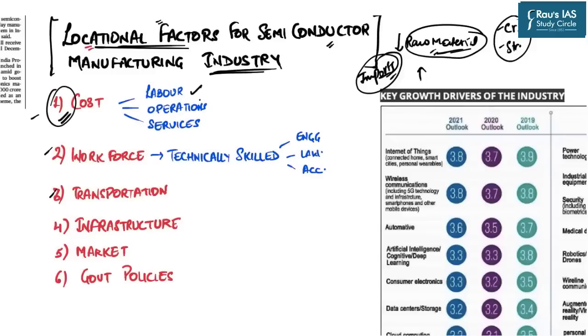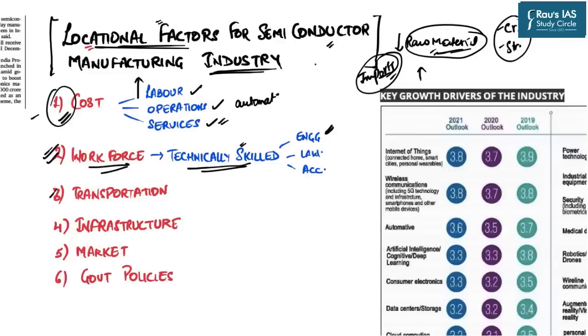One is the labor cost, operations cost, as well as services cost. Because in this line we should also understand the other locational factor, that is workforce. Because a technically skilled workforce is required, the labor cost increases when it comes to the establishment of these industries. Also, because it requires a huge amount of automation, the operational as well as services cost also increases.